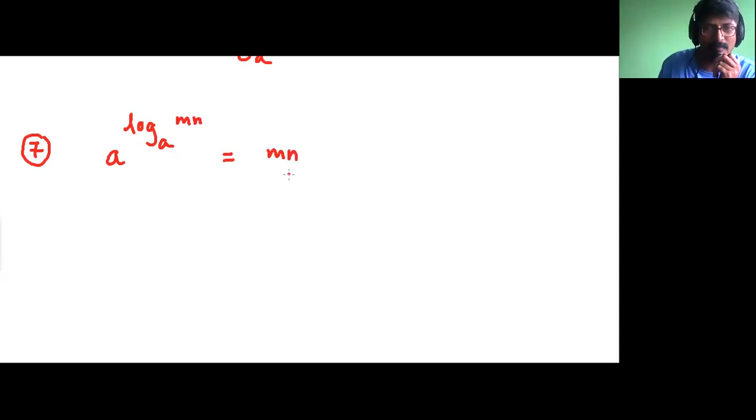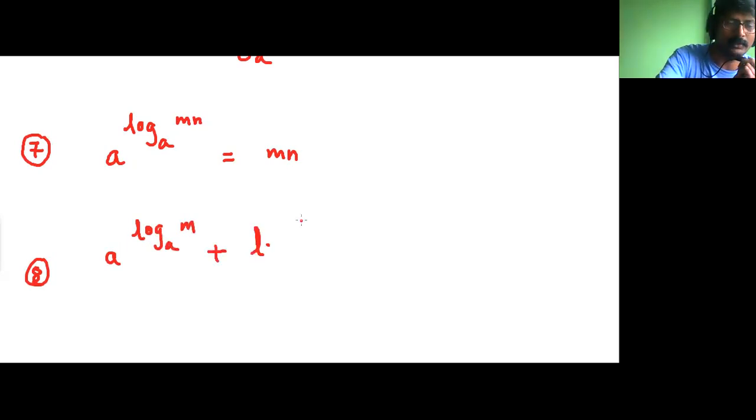Now the seventh one, which is super easy and important. Now understand, this is in the power: a power log mn to the base a. Okay, a's power is log mn to the base a, then it's simply written as mn. So a power log mn to the base a is always mn.